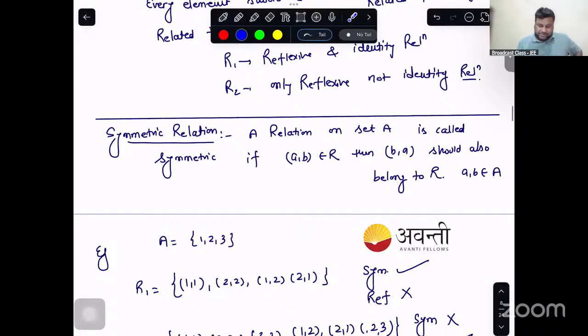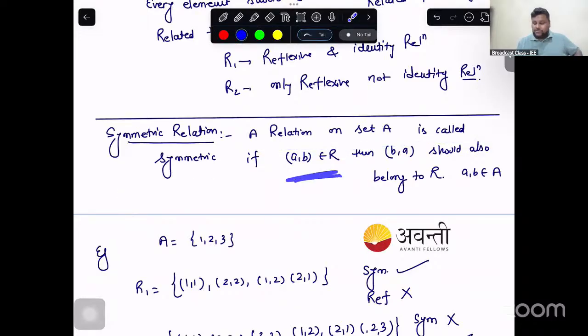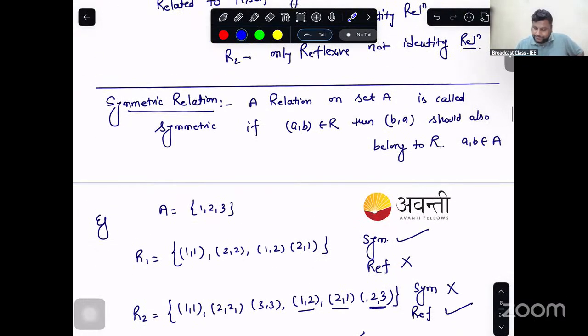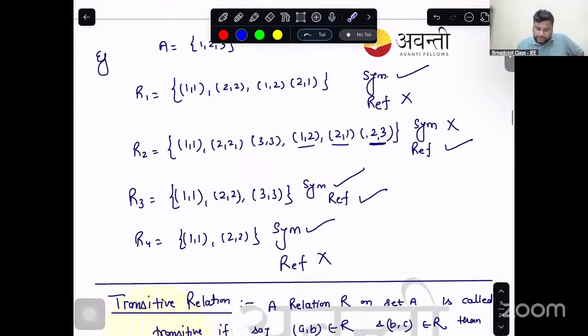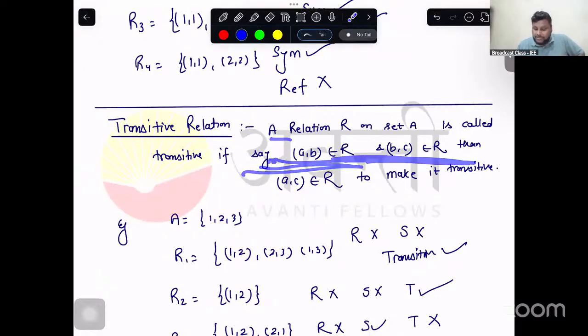Now there comes symmetric relation. A relation on set A is called symmetric if AB belongs to R, then BA should also belong to R. Then it will be a symmetric relation. All right. Now, in case of transitive, if AB belongs to R and BC belongs to R, then we look for AC which belongs to R to make this relation transitive.